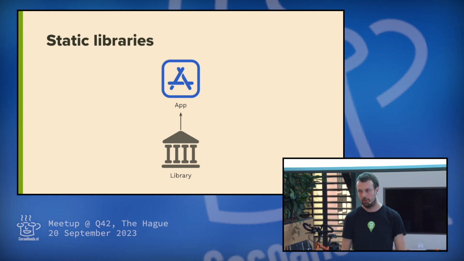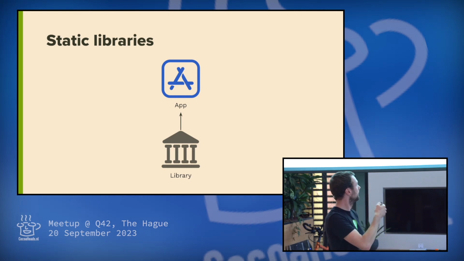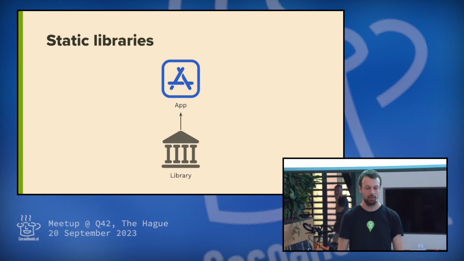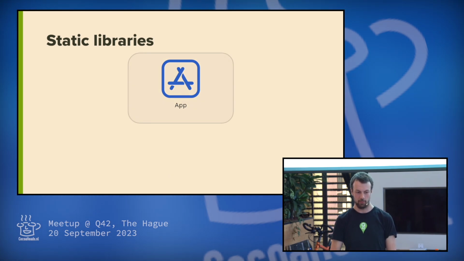So if you have an iOS application, it depends on a static library. Apple always uses this symbol to refer to a static library. Then the linker goes to work and the library gets merged into your app, and there's nothing else. Basically, the binaries are combined.